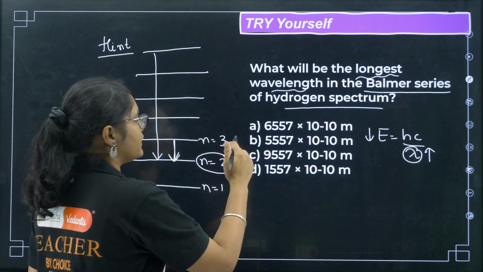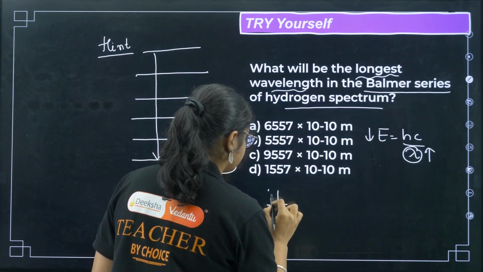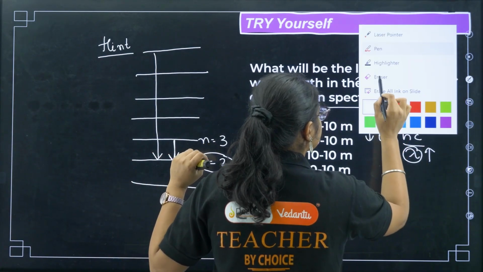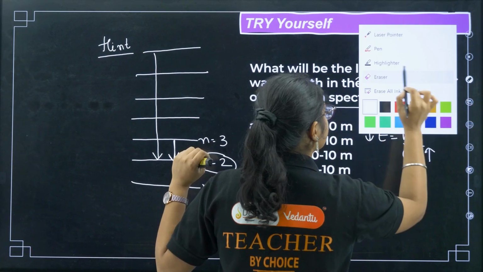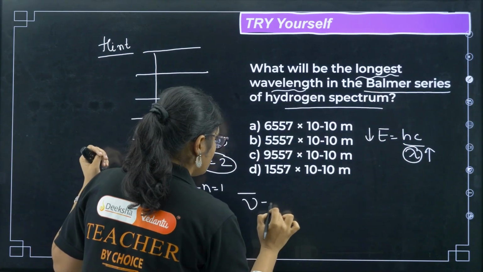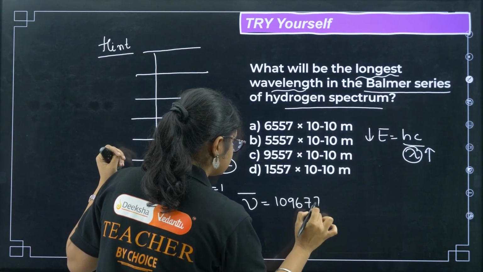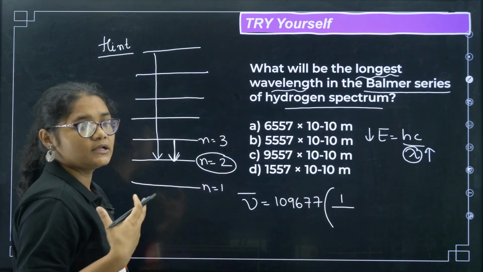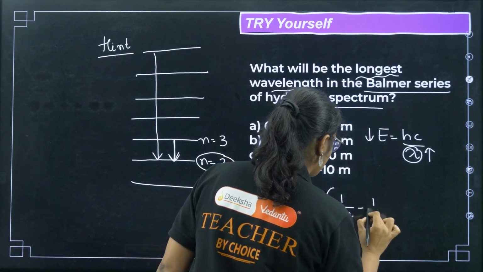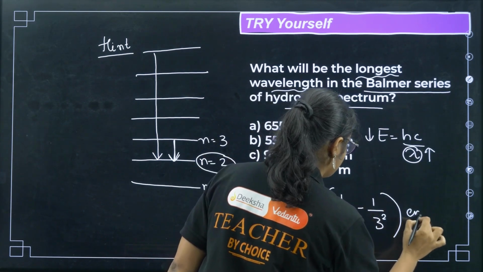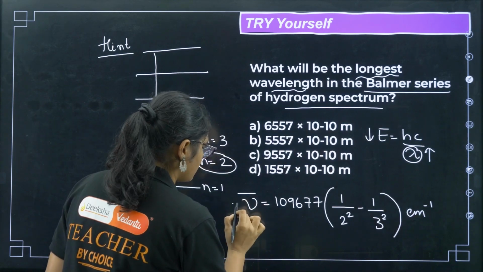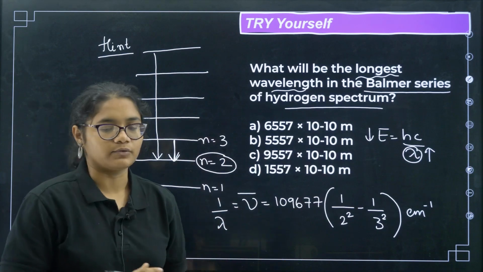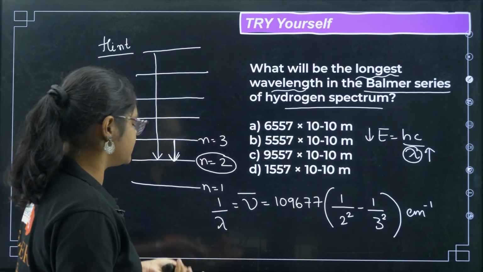Now if you want to calculate the wavelength, the formula is like this. We have seen the hydrogen spectra formula: 109677 into 1 by n1 square minus 1 by n2 square. So n equal to 2 and 3. I told you n1 should be smaller than this. So 1 by 2 square minus 1 by 3 square, in centimeter inverse. Now this value is nothing but 1 by lambda. So just calculate this and then reverse it, and then you can get the answer here. After that you can comment the answer.